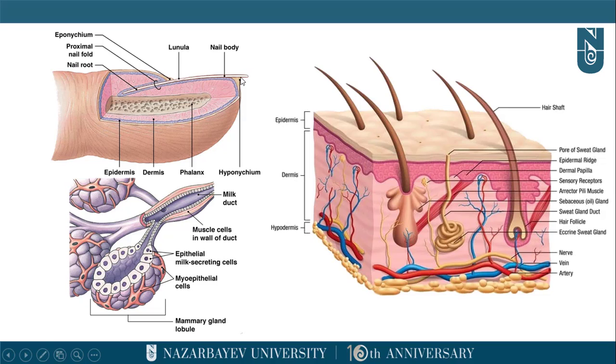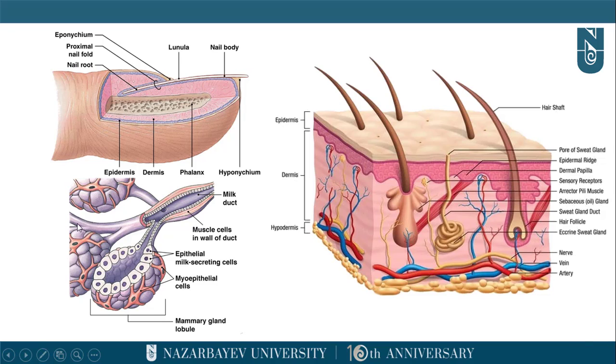This is how your nail is structured. So here you have the root of the nail. From here your nail starts growing to this part, and this is the keratinized part. It's called the nail body, and we also call it the nail plate.